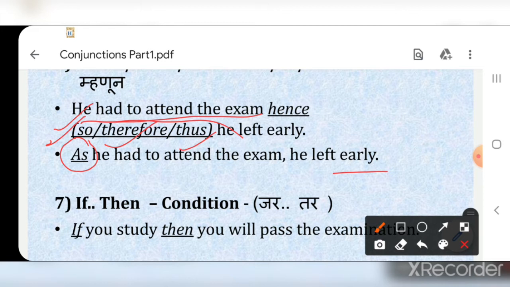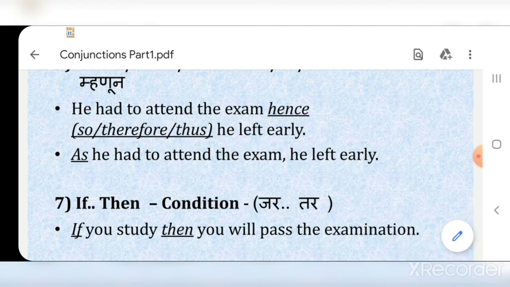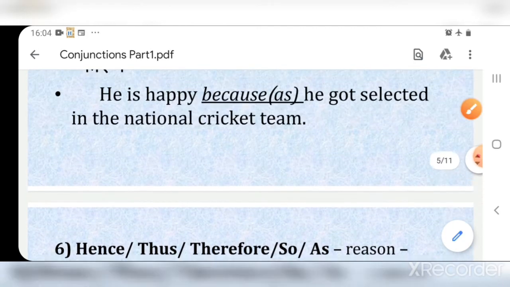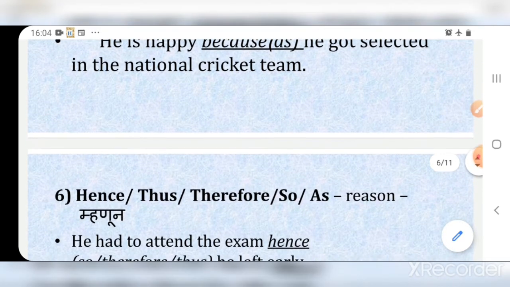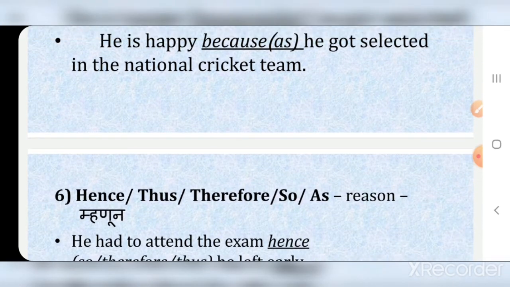Here you cannot use as in the middle of these two sentences. Why? Because the meaning of the sentence changes completely. If you use here, he had to attend the exam as he left early, then it takes a totally different meaning. So you cannot use it in another way. Here you cannot say, he is happy hence he got selected in the national cricket team.